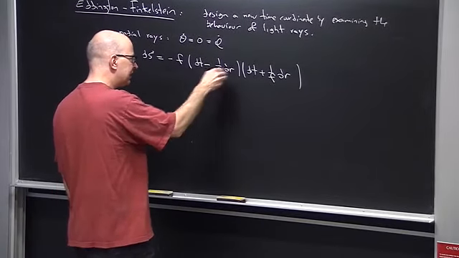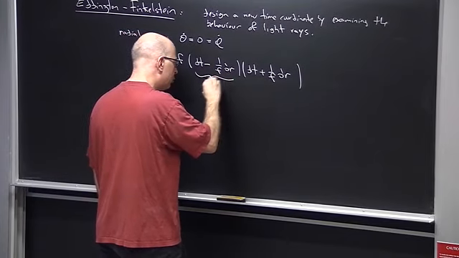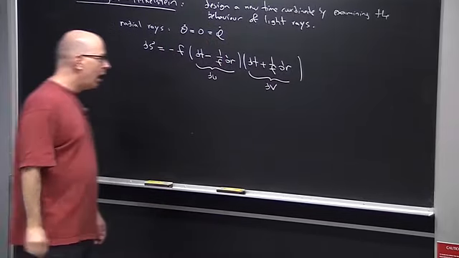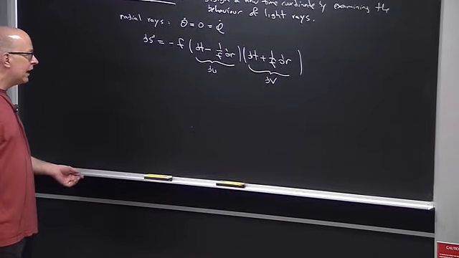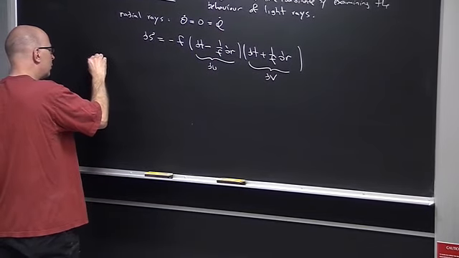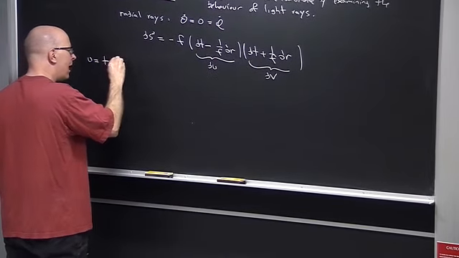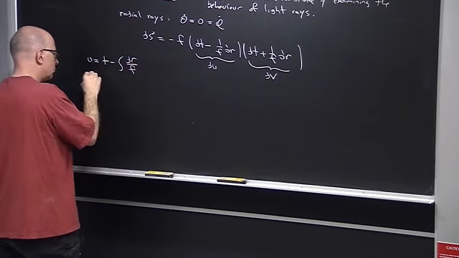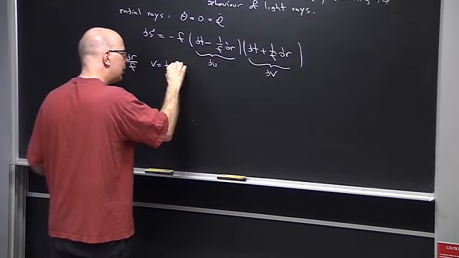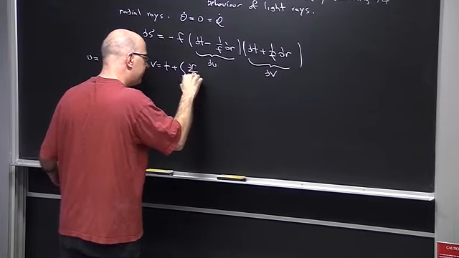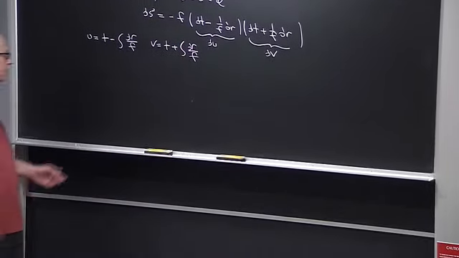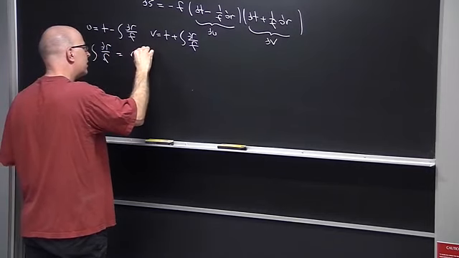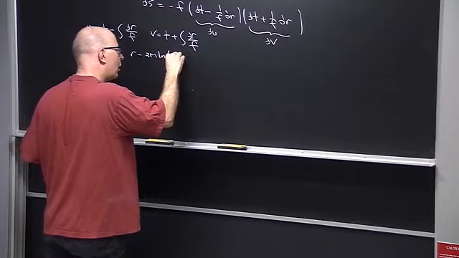So one thing I can do, this is a perfect differential, so I can call this du. This is another perfect differential, and I can call this dv. I can integrate these things, and u is going to be t minus the integral of dr over f, and v is going to be t plus the integral of dr over f. Those integrals can be done. I'll just write it: this is r plus 2m log of (r over 2m minus 1).